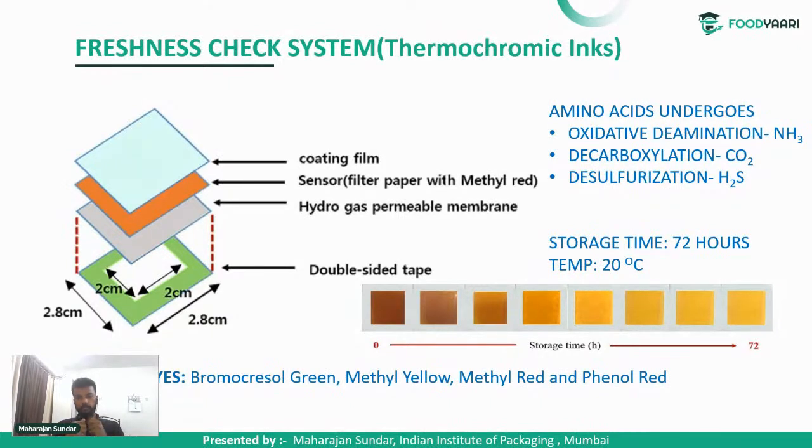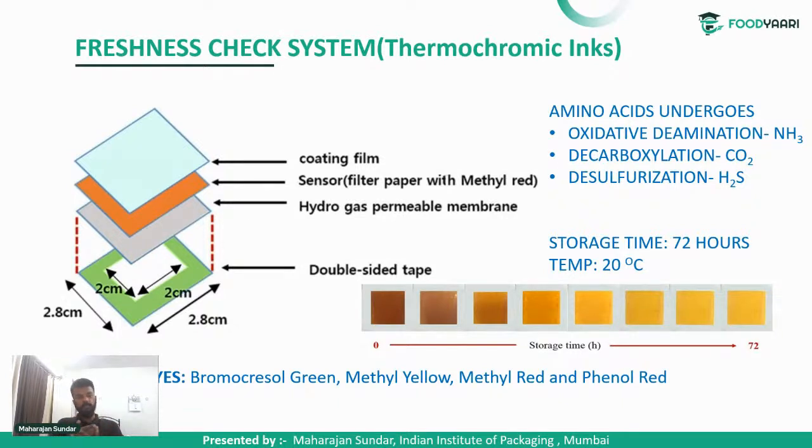Basically, as given in the picture, there will be two membranes. Above it, the product is generally packed. The lower membrane will permit the gas to pass through to the upper layer. The upper layer consists of a sensor. It is not actually a sensor, it is a filter paper. It is just printed with methyl red.